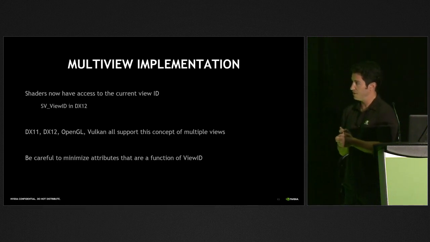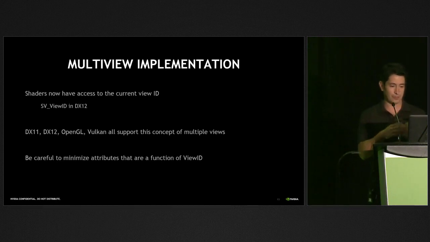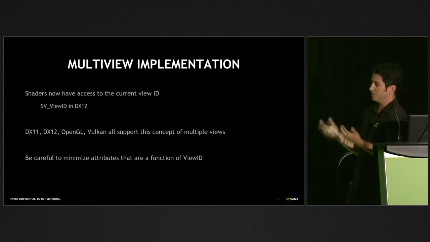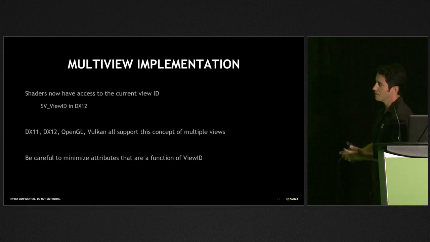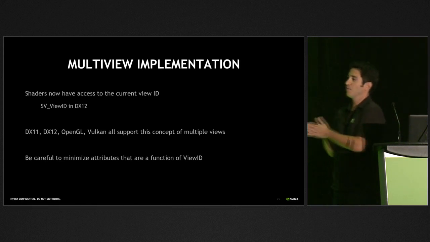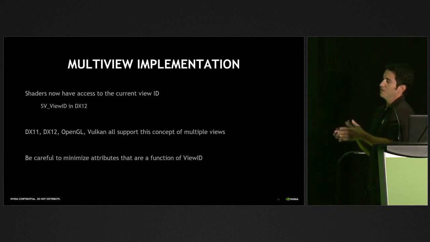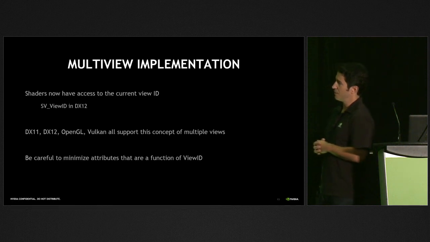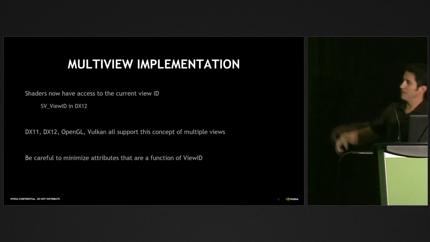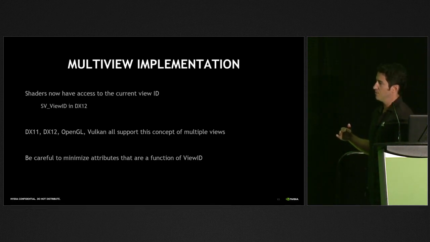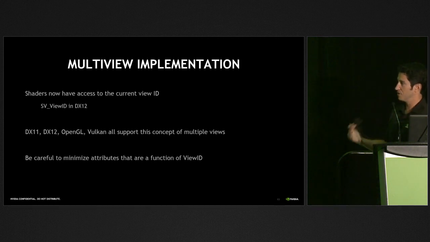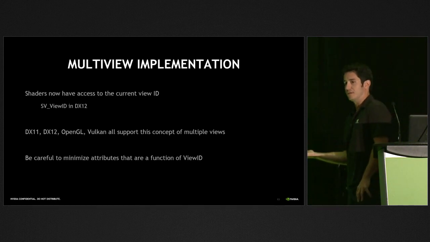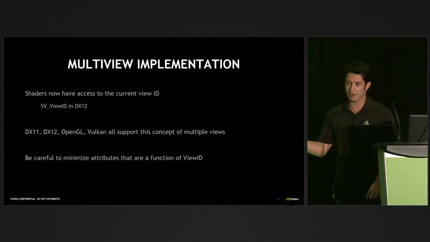One thing we recently noticed is something to be careful of. Because of the generality of this feature, it's easy to write code that is very general and looks nice, which is how you should write code, but then you may not get the same performance as, say, the old single-pass stereo feature for cases which could have been accelerated by that old feature as well. One of the things we noticed is this last point here: it's important to note that there is a cost associated with any attributes out of your vertex shaders that are a function of view ID.